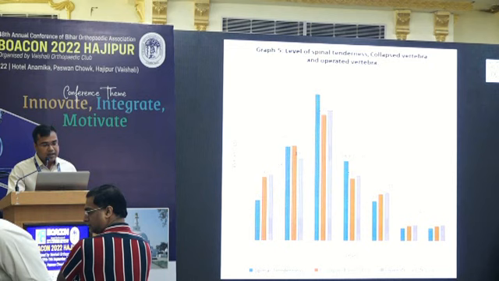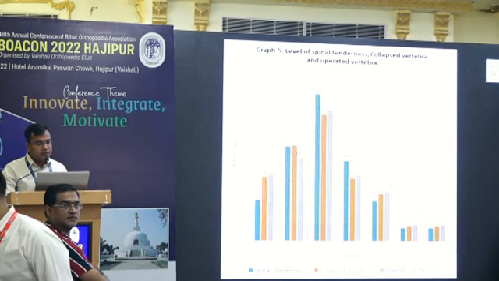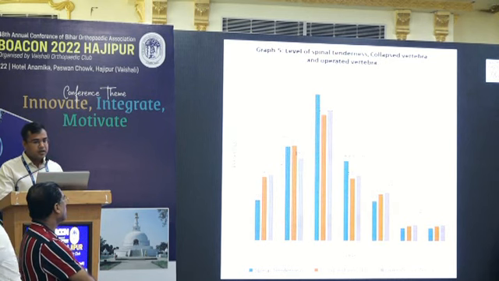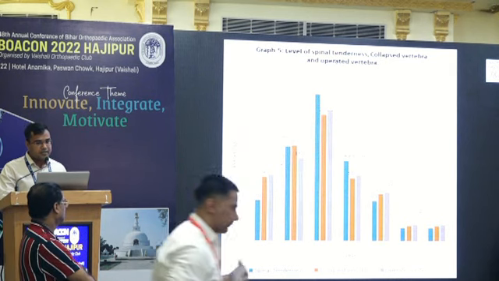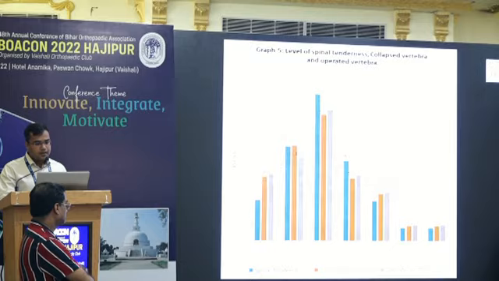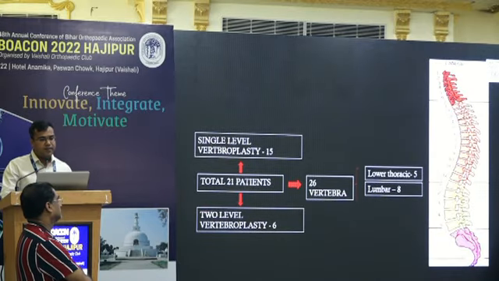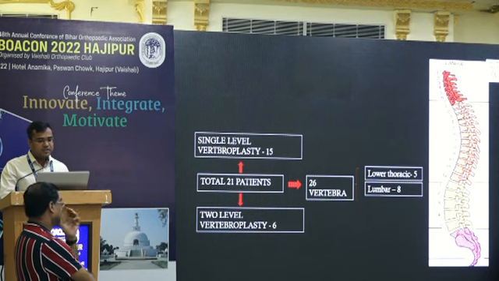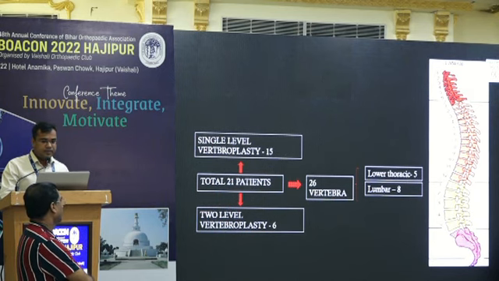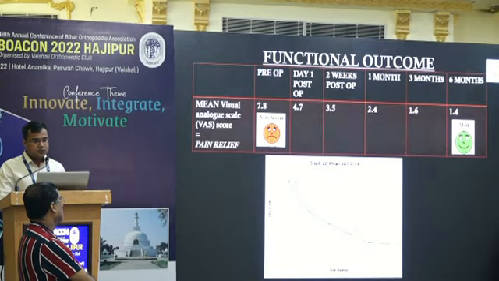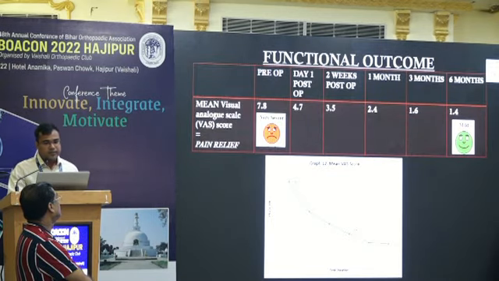So this is the graph showing the operated vertebra. The majority were at the dorsolumbar junction, which is a transition zone, and which has the most amount of stress. Single level vertebroplasty was performed in 15 patients and 2 level in 6 patients. So the majority, we can see, are at the thoracolumbar junction. So we can see the functional outcome pre-op and post-op.